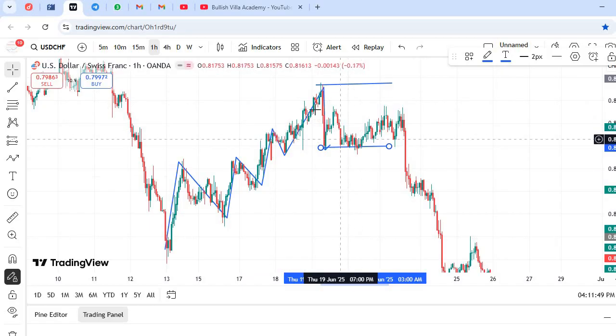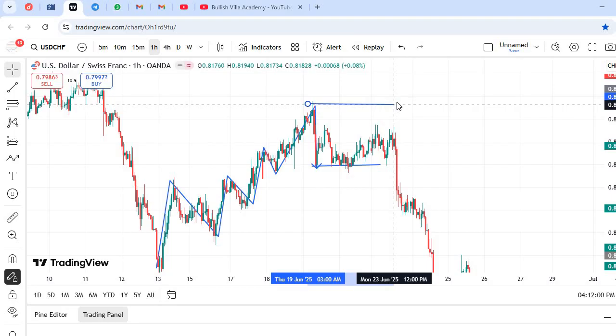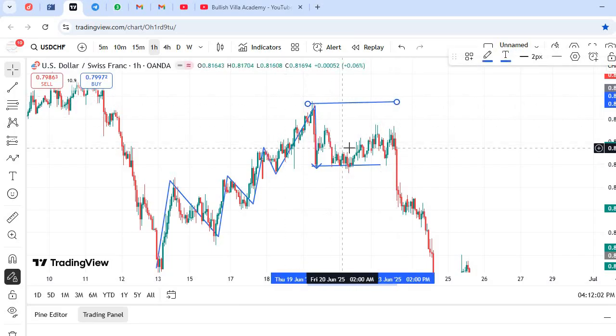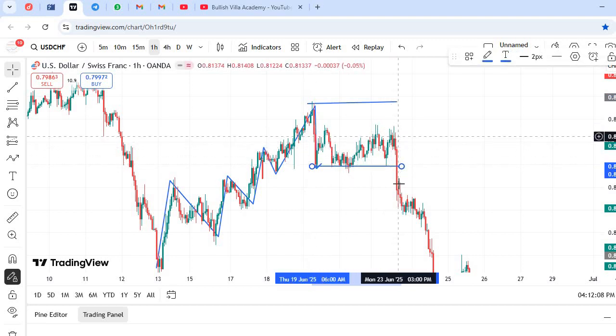And we can clearly see that the price could not break out of this high. The price couldn't come to take out this last high. So instead we started having a ranging market. Can you see? The price started ranging. Then it broke out of this low.